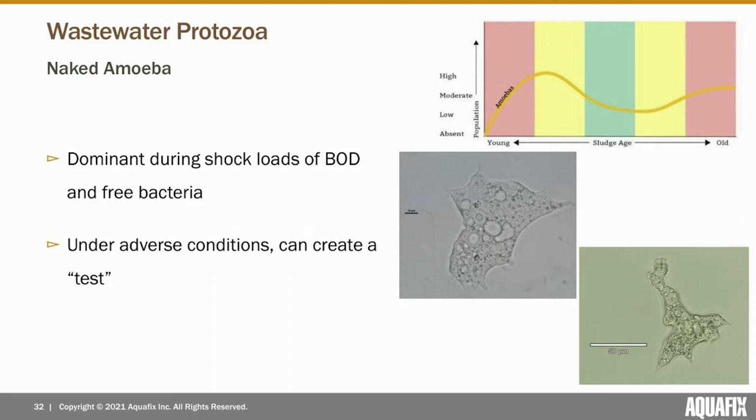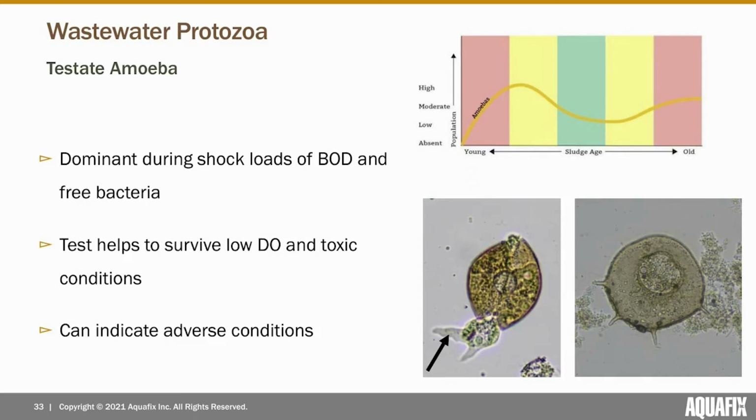If adverse conditions are present, naked amoebas can create a calcified shell, which is also called a test. Once this test is formed, naked amoebas are now referred to as testate amoebas. Testate amoebas are similar to naked amoebas, except their test helps to protect them in the presence of low DO or other adverse conditions like mild toxicity. Therefore, if testate amoebas are observed in your system, it can be an indicator that adverse conditions are present.